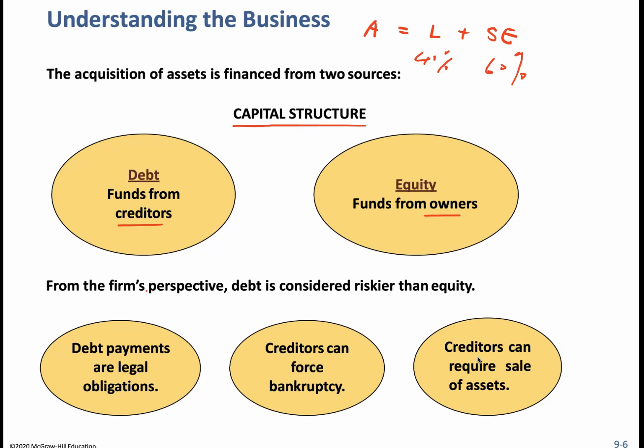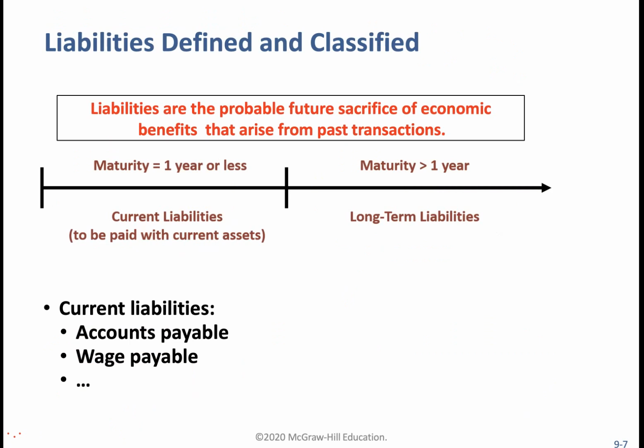As with many business transactions, borrowers and lenders attempt to negotiate the most favorable terms possible. Managers devote considerable effort to analyzing alternative borrowing arrangements. On the other hand, the manager can always choose to fund from the owners, which we are going to talk about in Chapter 11. Now let's formally define liabilities.